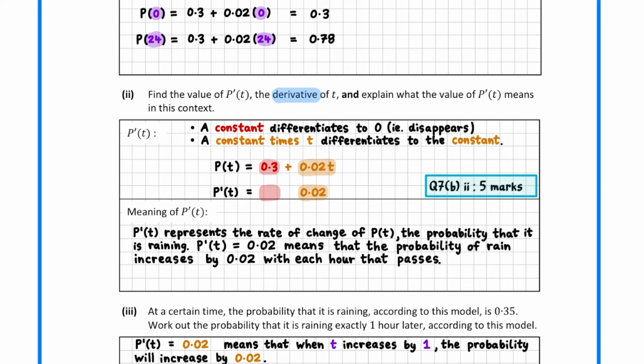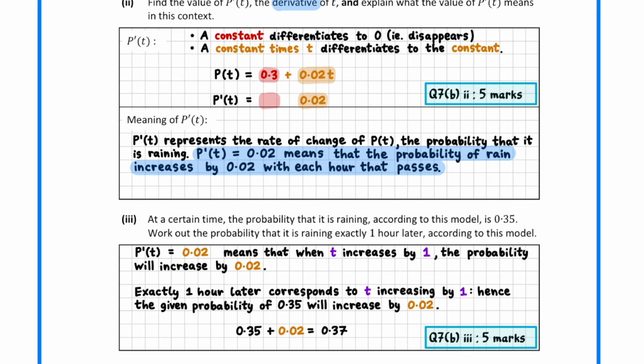In general, a derivative represents a rate of change per unit time. In this context, p' of t equaling 0.02 means that the probability of rain increases by 0.02 with each hour that passes.